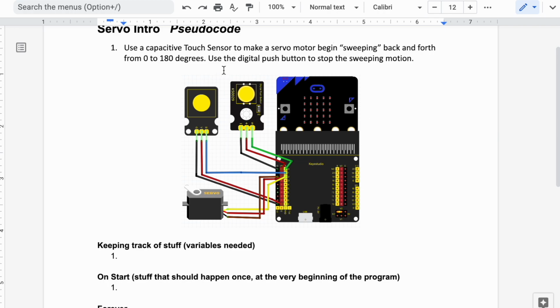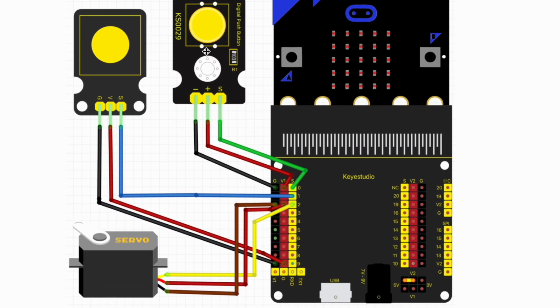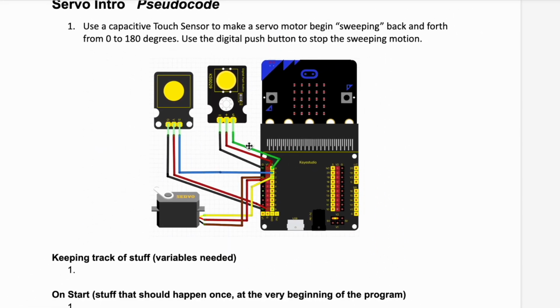We're using this touch sensor to make a servo move. We can see how everything's connected, and there's basically only three pieces that I really want to pay attention to. I'm paying a lot of attention to the digital push button sensor, that its signal is going to pin 0, that the capacitive touch sensor is going to pin 1, and that the servo is going to be driven by pin 2. So that helps me know what's being mapped.